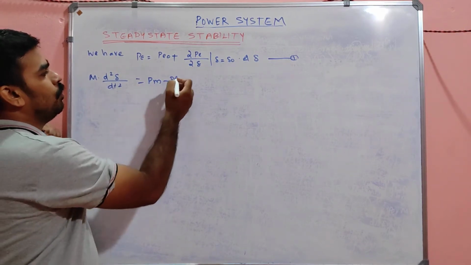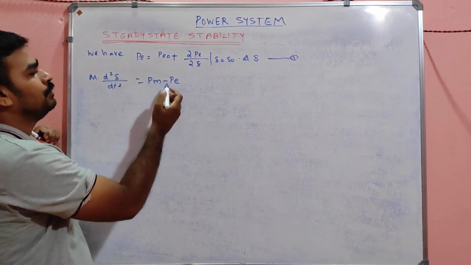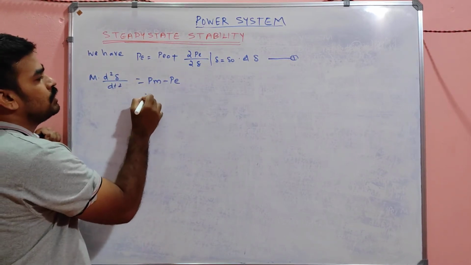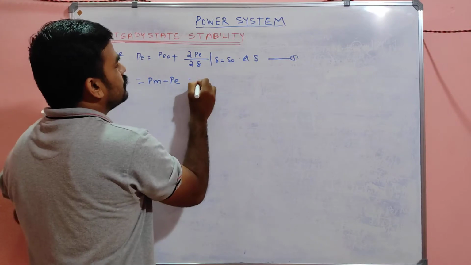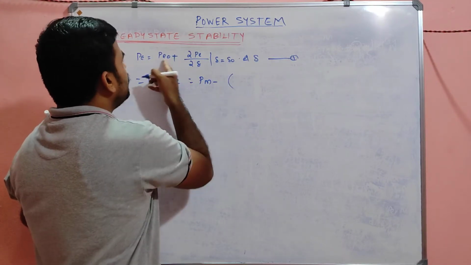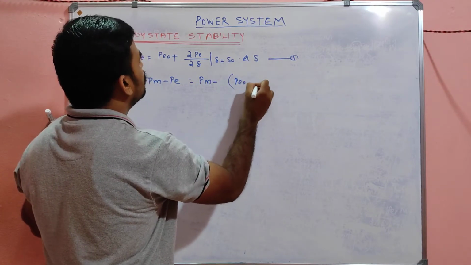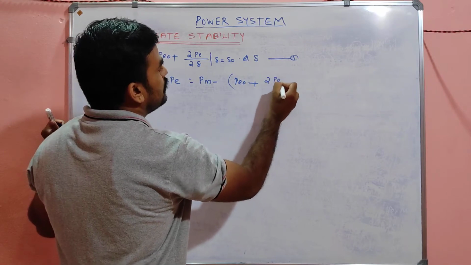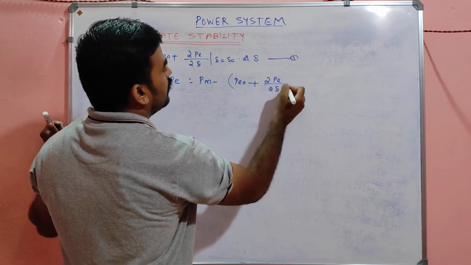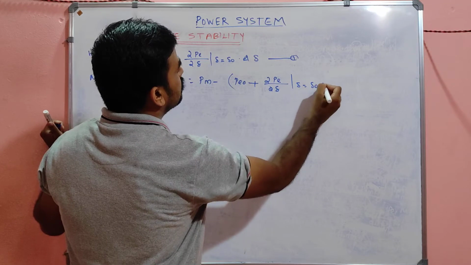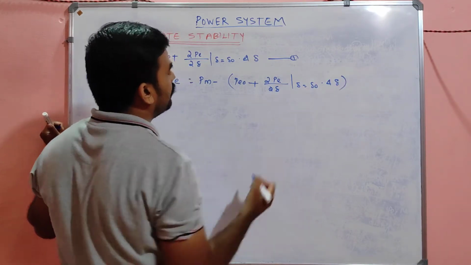See, my dear, what is P now? You got the P value now. So it can be substituted: Pm minus P is nothing but P0 plus ∂P/∂δ at δ = δ0 into Δδ. Am I right, my dear?